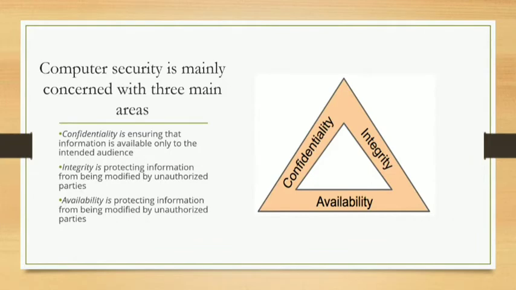Computer security is mainly concerned with three main areas: confidentiality, integrity, and availability. Confidentiality is ensuring that information is available only to the intended audience.